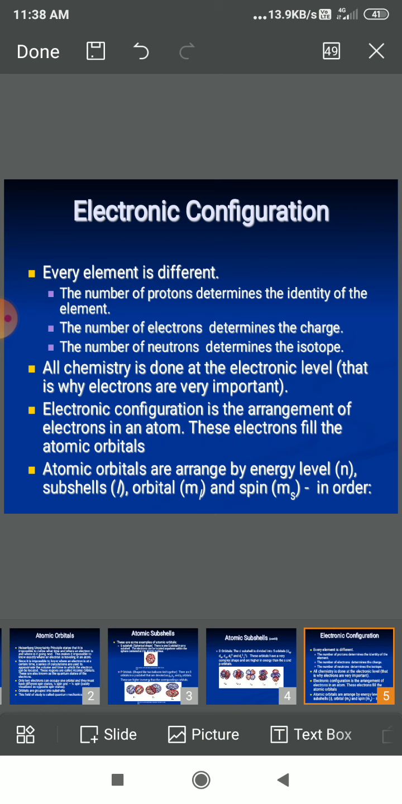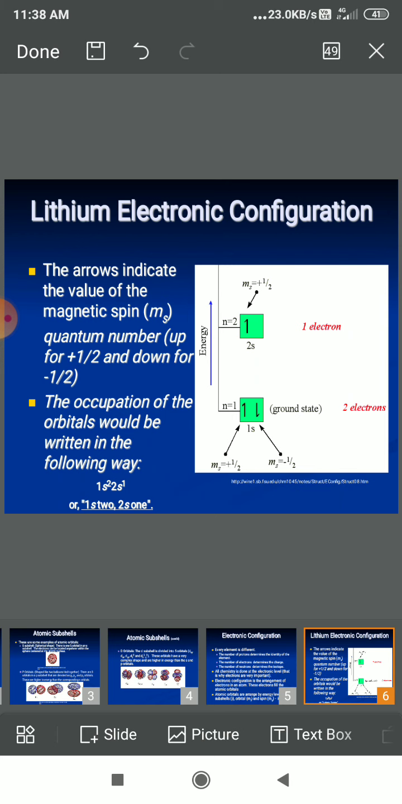Atomic orbitals are arranged by energy level: n, subshell l, orbital ml and spin ms in order. Lithium electronic configuration. The arrows indicate the value of the magnetic spin quantum number ms, up for plus one half and down for minus one half. The occupation of the orbital will be written in the following way: 1s2, 2s1.